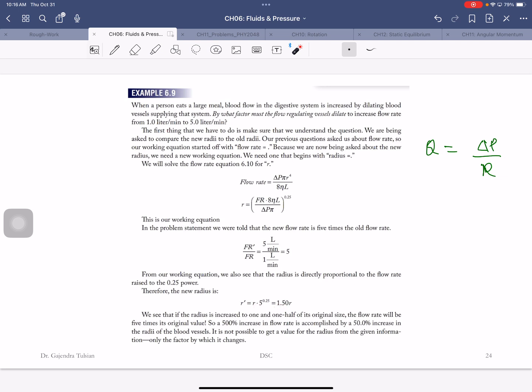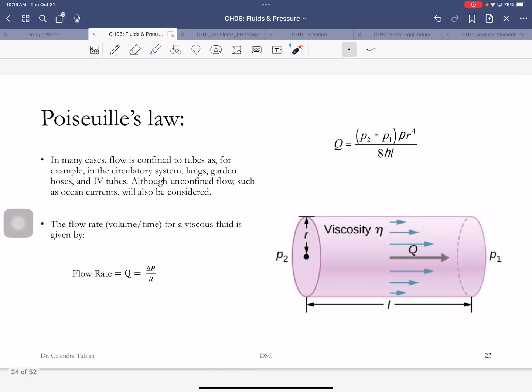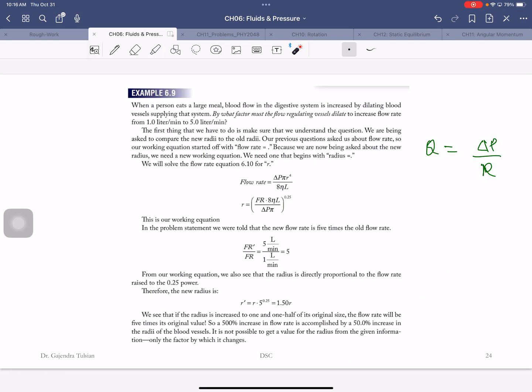So in your body, you control flow rate by either increasing the diameter, or if you want to decrease flow rate, you can constrict the blood vessels. When do you want to decrease flow rate?